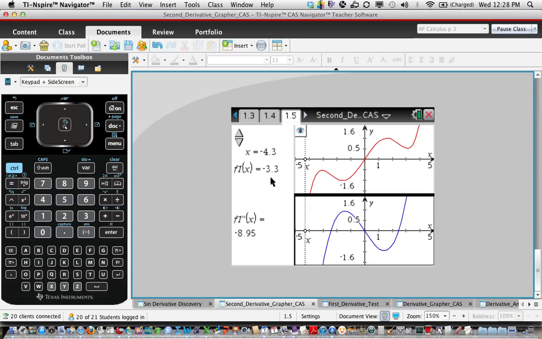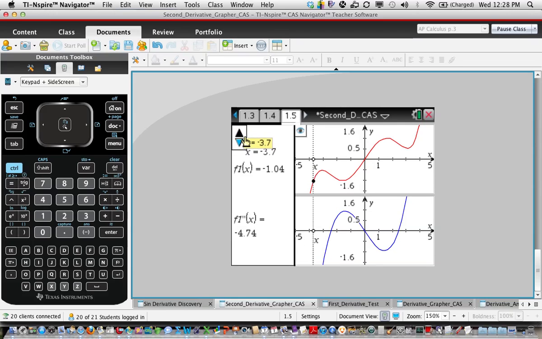Where the inflection point is on the F graph, the F prime graph crosses the x-axis. So about there. Inflection point on F seems to be where this one crosses the x-axis. There's an inflection point. There's the inflection point. Looks like that. That's a really good one right there.